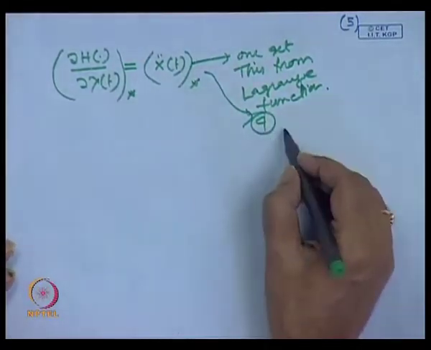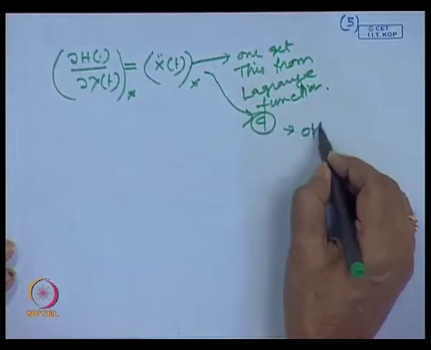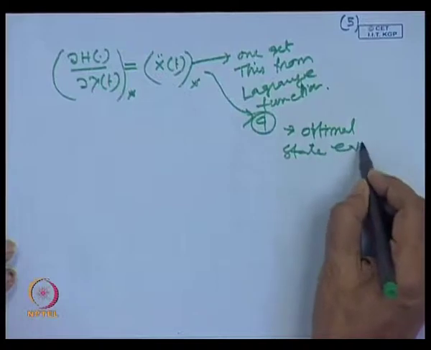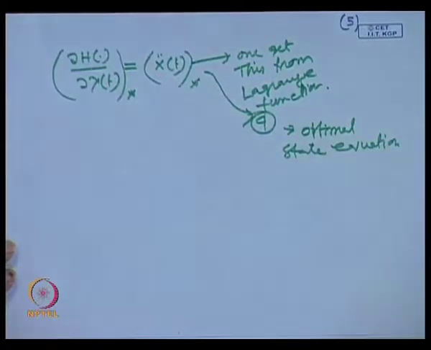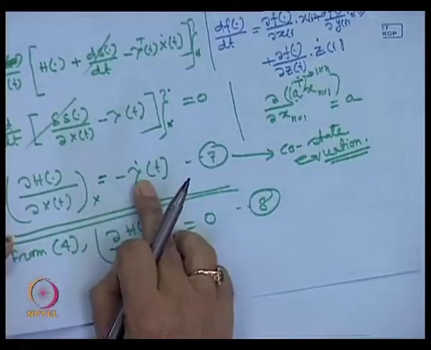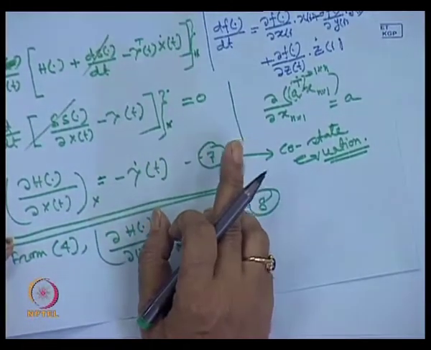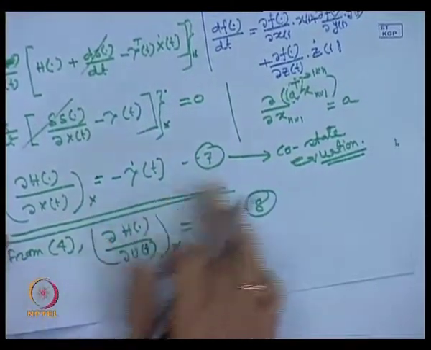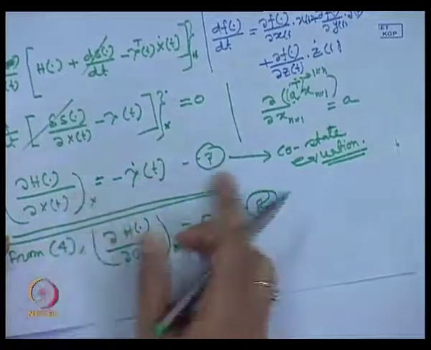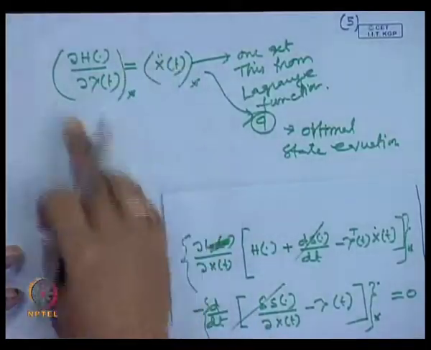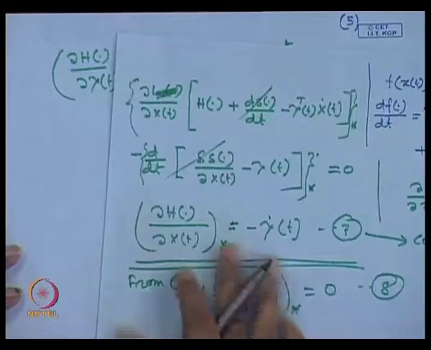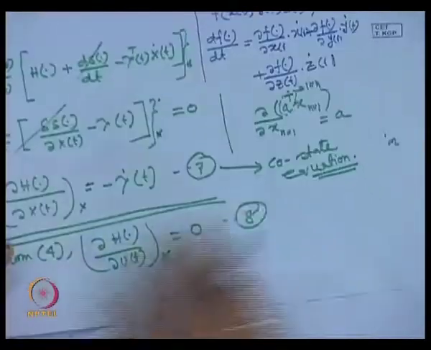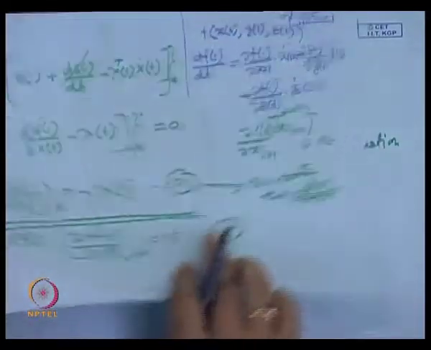This is called the optimal state equation. And you see the co-state equation dimension: because lambda dimension is n cross 1, the same dimension as the state vector, that is why it is called the co-state equation. The nature of this equation and this equation is that one is the co-state of the other. So this is called the co-state of a state equation vector.